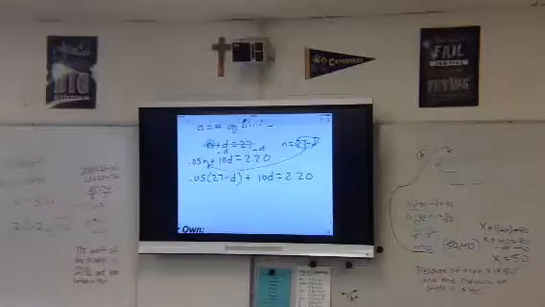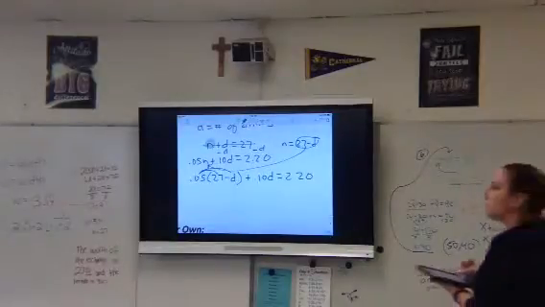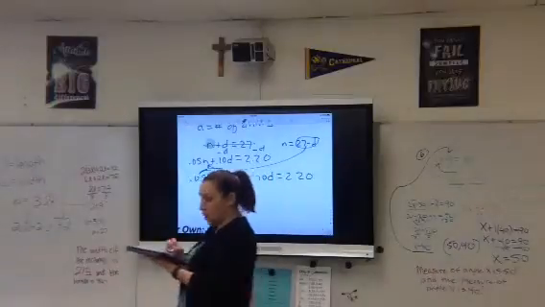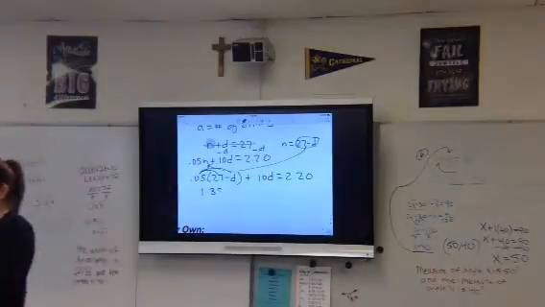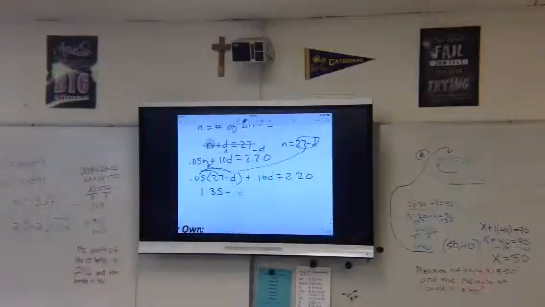Is everybody okay with that? So what are we going to do now to solve? You've got to distribute. So what is 0.05 times 27? Put it in your calculator. $1.35. Minus 5 cents D, is everybody okay with that so far? Plus 10 cents D equals 2.20.